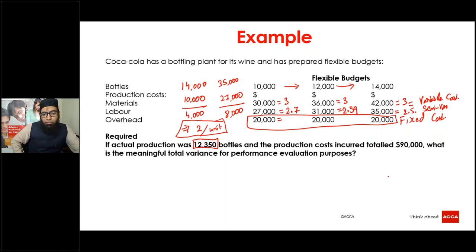Now I will calculate the fixed cost by putting the value of $2 in any of the units. So my fixed cost will be 27,000 minus 2 into 10,000. So this will be 7,000.